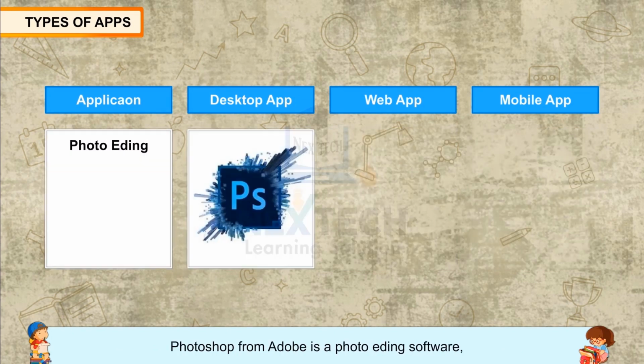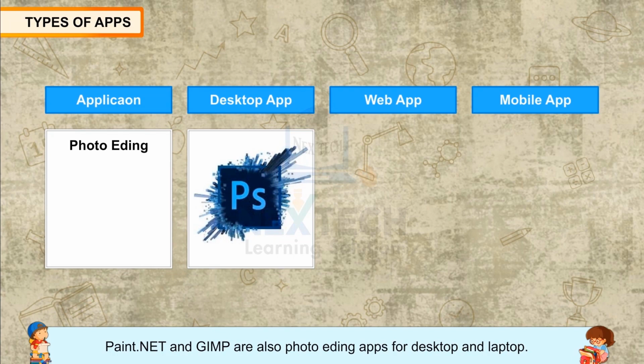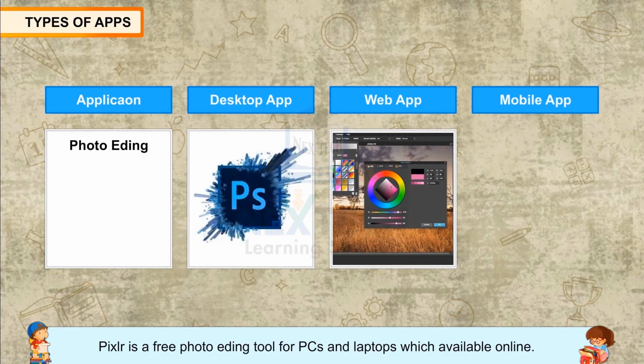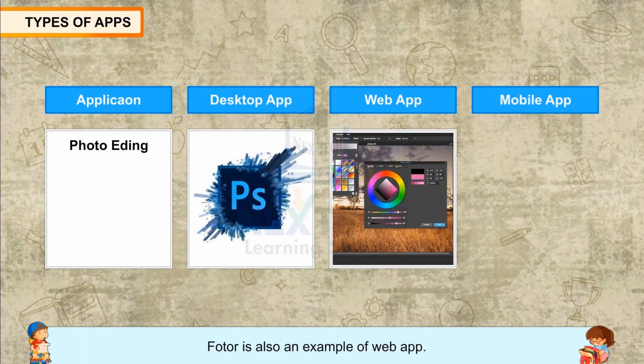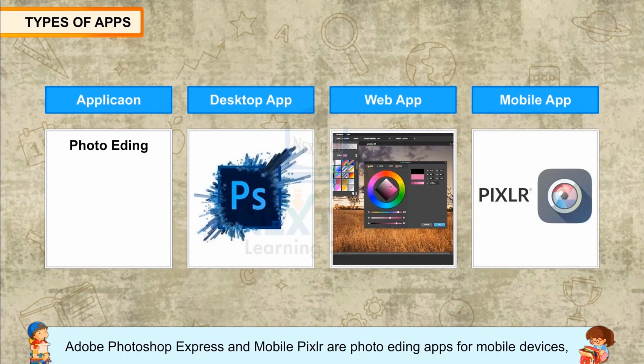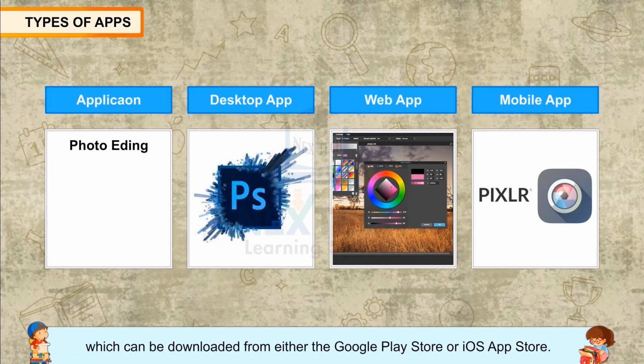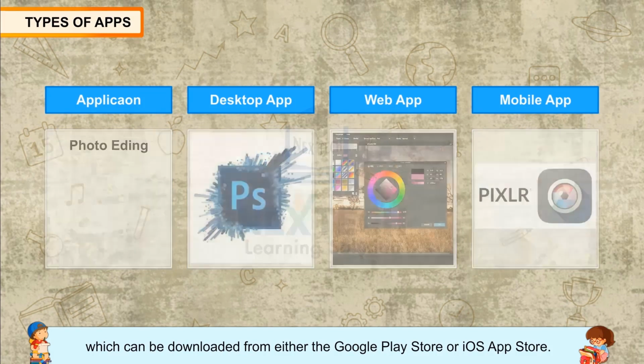Photo editing. Photoshop from Adobe is a photo editing software which must be purchased, installed and used on a desktop or a laptop. Paint.net and GIMP are also photo editing apps for desktop and laptop. Pixlr is a free photo editing tool for PCs and laptops which are available online. Pixlr is also an example of web app. Adobe Photoshop Express and Mobile Pixlr are photo editing apps for mobile devices which can be downloaded from either the Google Play Store or iOS App Store.